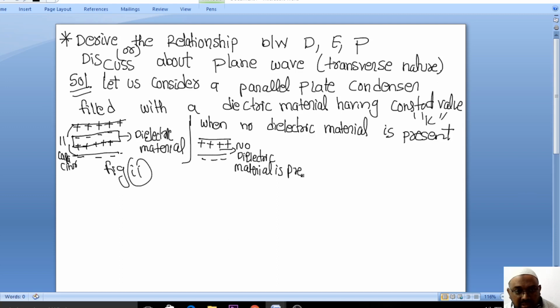It's present, right? These are the two parallel plates, the capacitor when no dielectric is present. So when no dielectric is present, what will happen? What will be the Gauss law?